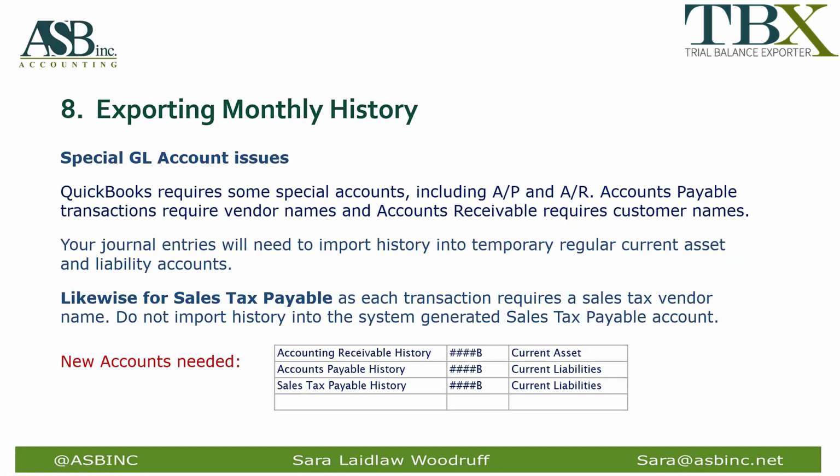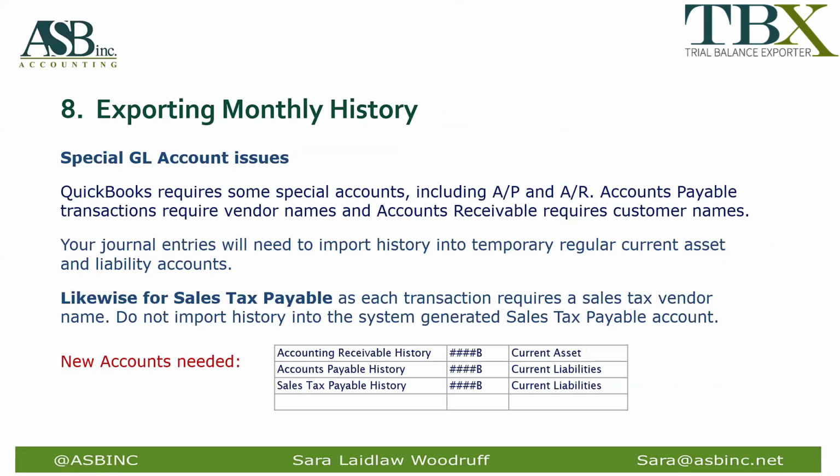We all know that in QuickBooks, some of the accounts on the chart are special system-generated accounts. Accounts receivable requires customers. Accounts payable requires a vendor. Sales tax requires, or should have, a vendor name on transactions. Things of that nature. So when you're talking about moving history, and I have long journal entries with multiple entries to accounts receivable and accounts payable, it isn't going to work to import into the existing system-generated AR and AP accounts.